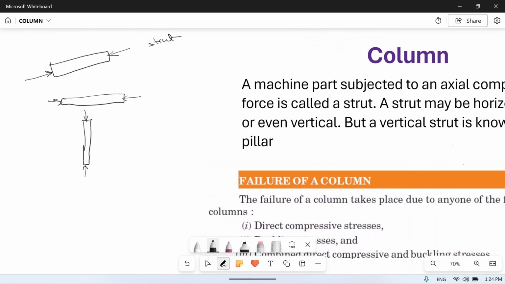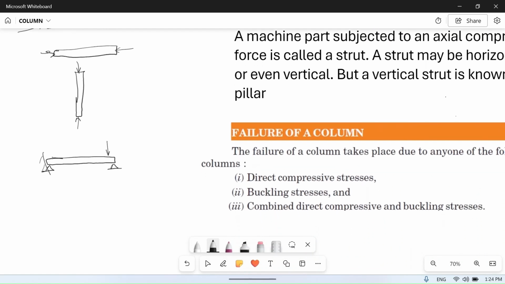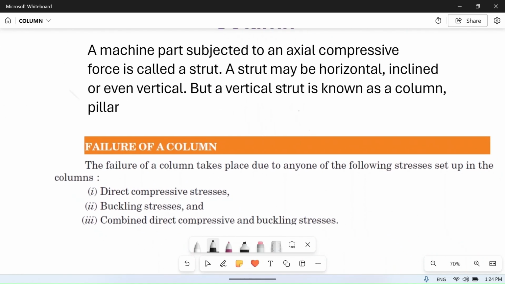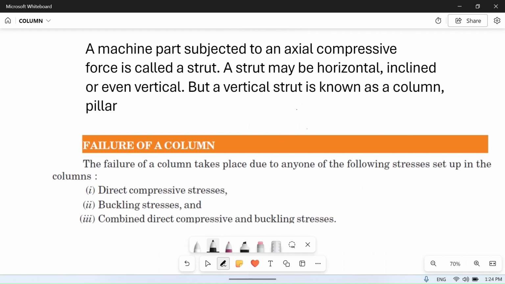A column is always vertical. As we have studied about beams, in case of beams mostly the load support was like this, or it may be a cantilever, and the load was applied vertically, transferred to this section, perpendicular to this section. But in case of columns, usually the load is axial load. Usually the load is applied like this, not like this. So I hope you understood what is the difference between column, strut, and beam.